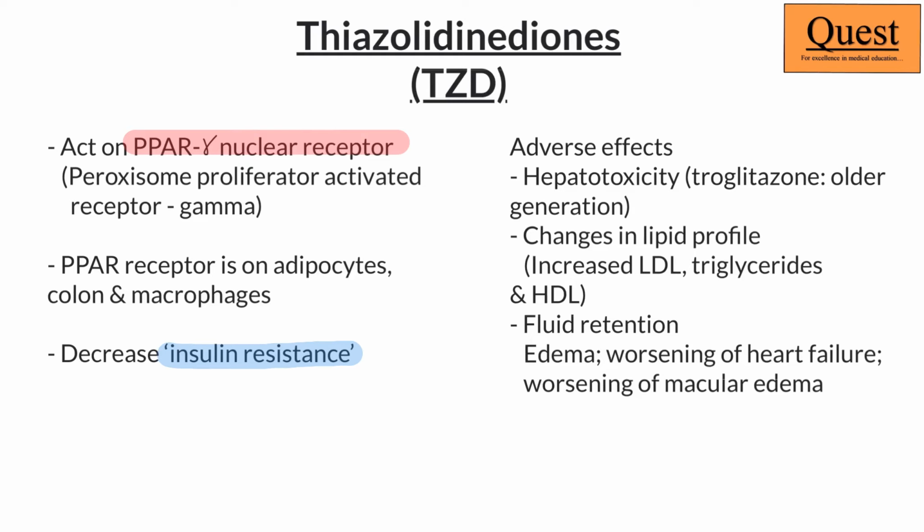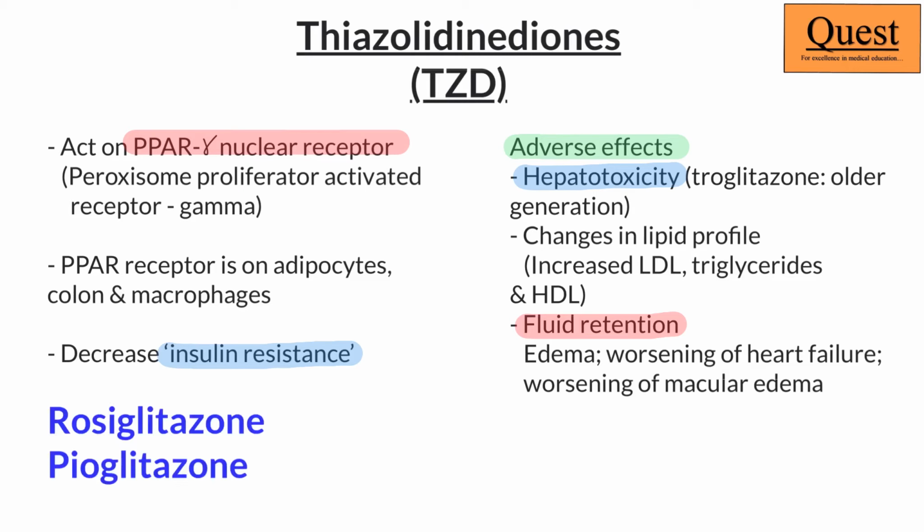A variety of adverse effects have been recorded in the previous generations of these drugs, but even today, a concern is edema and worsening of heart failure. So I would not use it in patients who have, let's say, the advanced forms of heart failure. Also, they can cause weight gain, which can be troublesome in a lot of obese patients. They have also been reported to worsen macular edema. The agents that we have today are rosiglitazone and pioglitazone. They can be used along with metformin. They can also be used along with sulfonylureas.